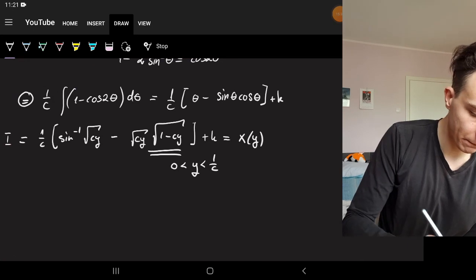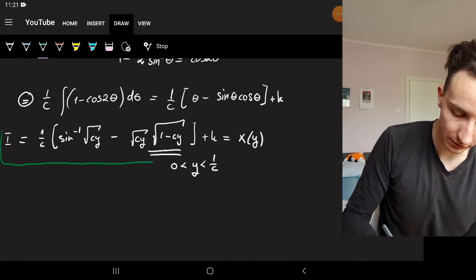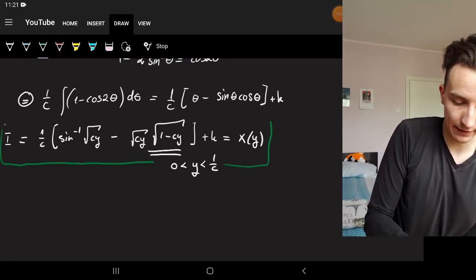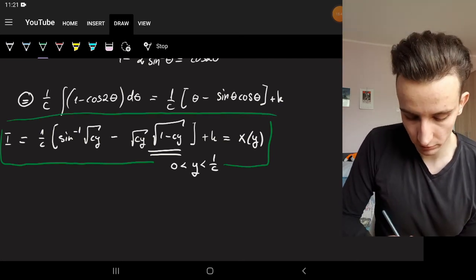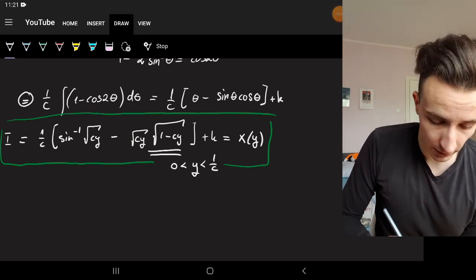But for now, this is the equation of the Brachistochrone, and without this I, obviously. That's it. That's our curve of minimal time.